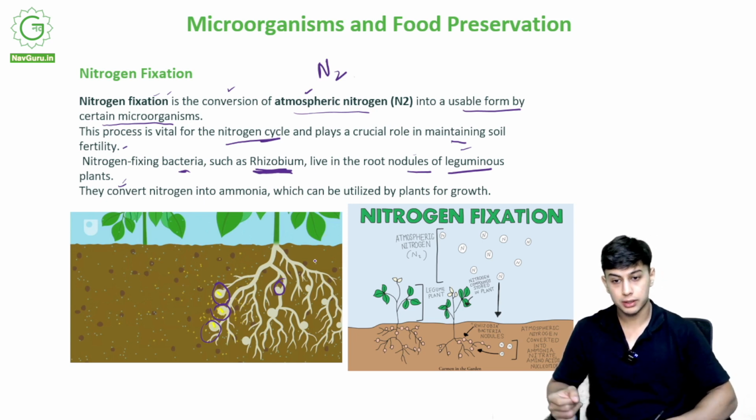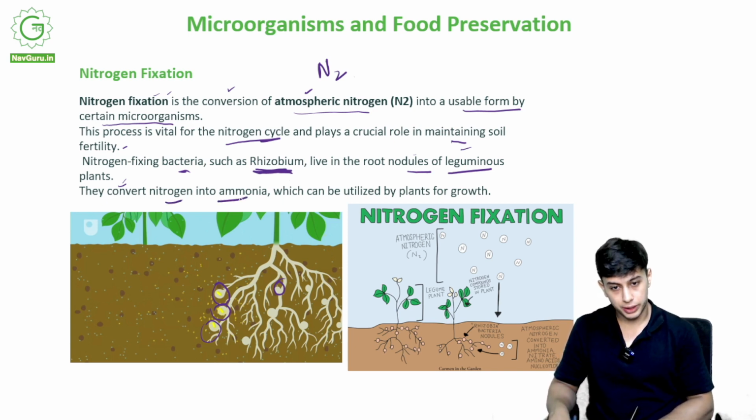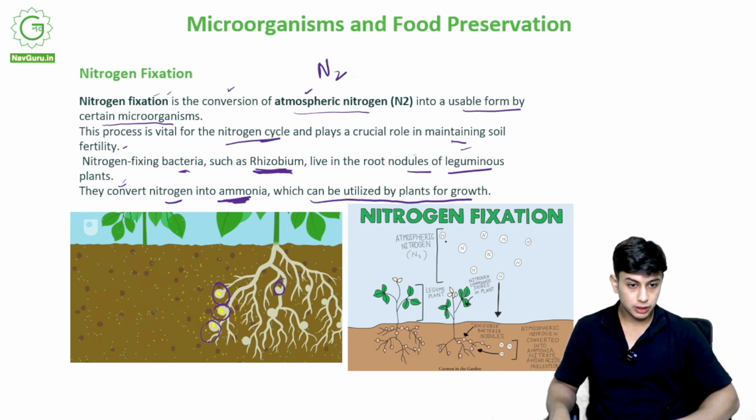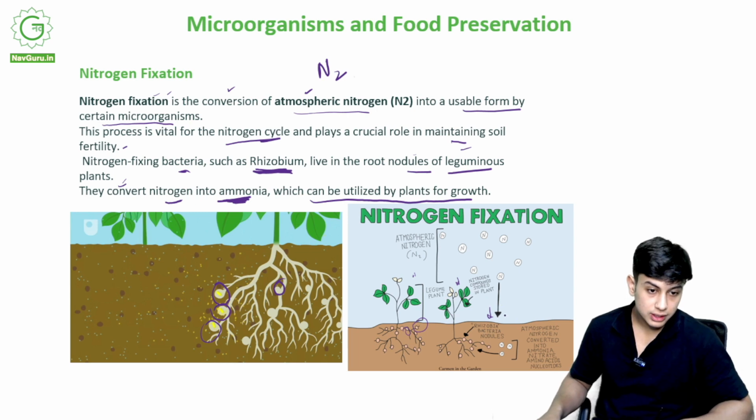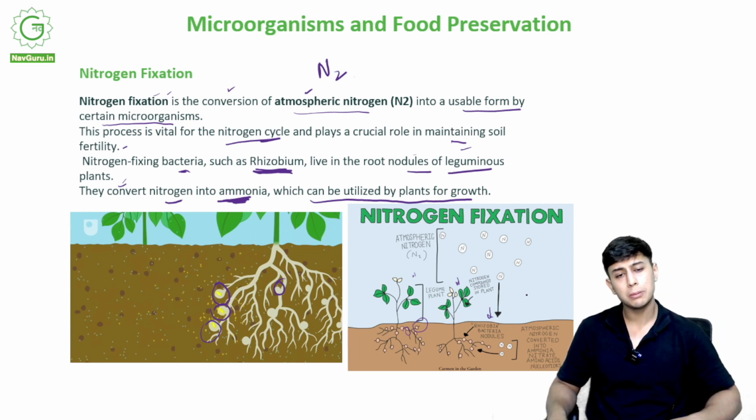They convert nitrogen into ammonia, which can be utilized by plants for growth. So atmospheric nitrogen goes into the soil, it is absorbed, and it goes to the legumes of the plant, where rhizobium converts that nitrogen into simpler compounds so that it is very fertile for the plant. That nitrogen is converted into ammonia, NH3, and it is used by plants to grow.